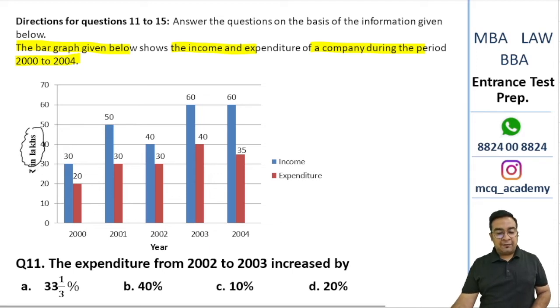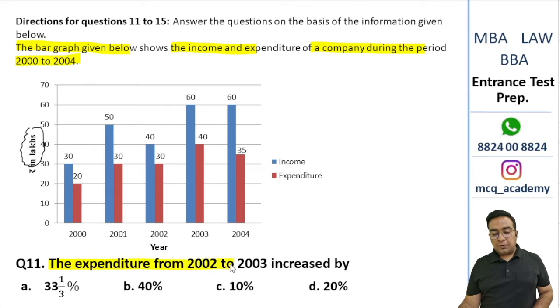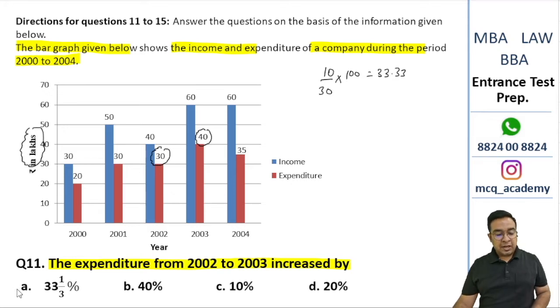Question number 11. The expenditure from 2002 to 2003 increased by: in the red bar, the 2002 expenditure value is equal to 30. In the red bar, the 2003 expenditure value is equal to 40. So the increase is equal to 10. This has increased by 10 over a base of 30, into 100. Therefore, this is equal to 33.33, or 33 1/3%. Therefore, you will mark A as the answer to this question.